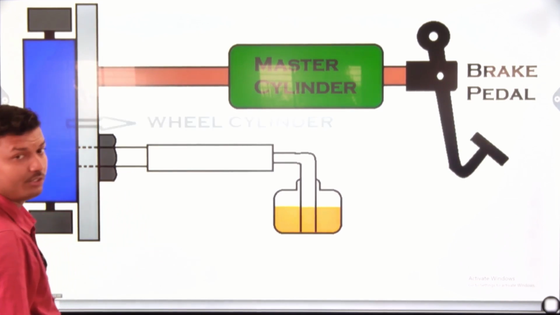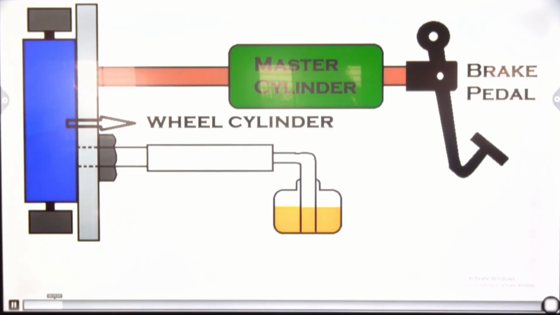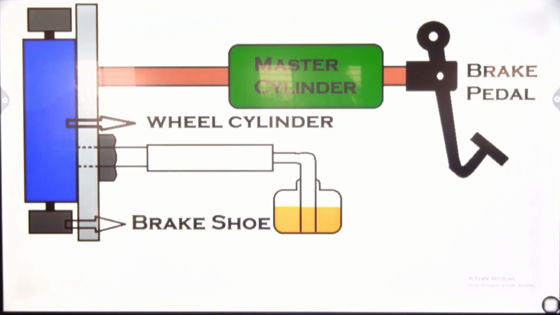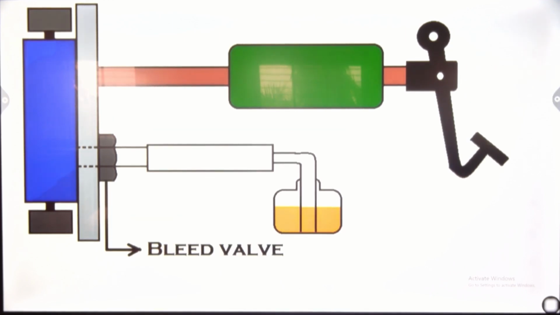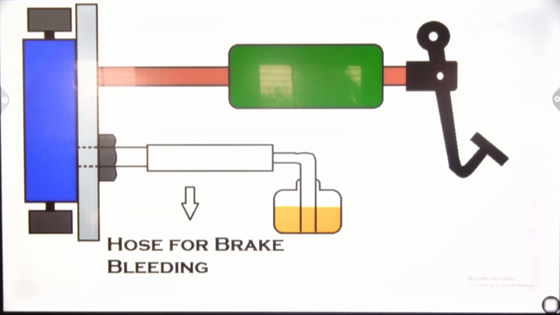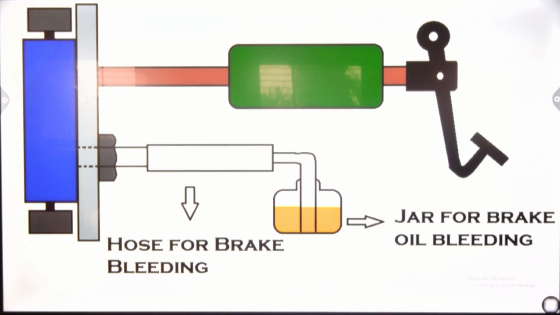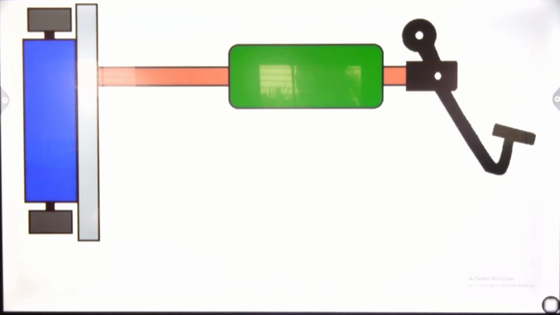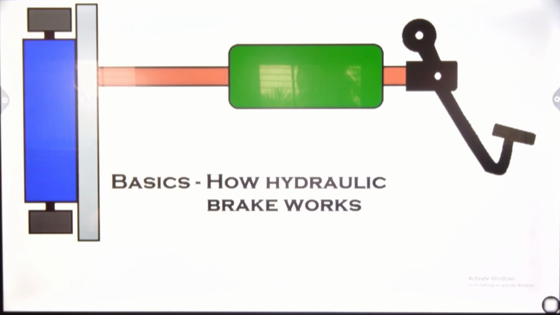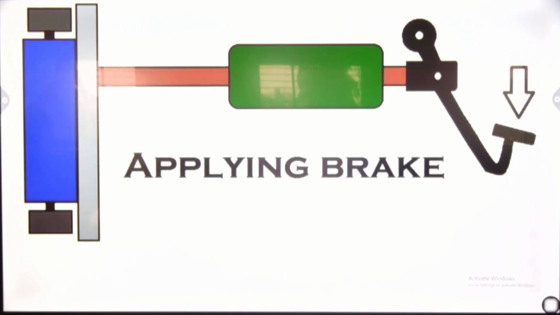In this hydraulic braking system, there is a brake pedal, master cylinder, wheel cylinder, brake shoe. This is a bleeding valve. Generally, bleeding means to remove the air. The process of bleeding is generally defined as the removal of air from the complete hydraulic system. Basically, how does a hydraulic brake work, in this animated video you can understand this better.